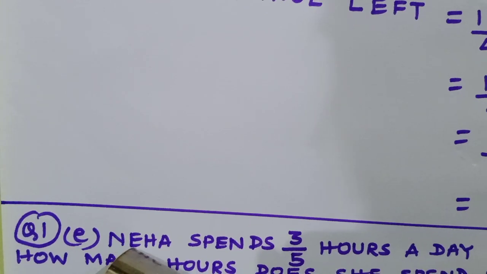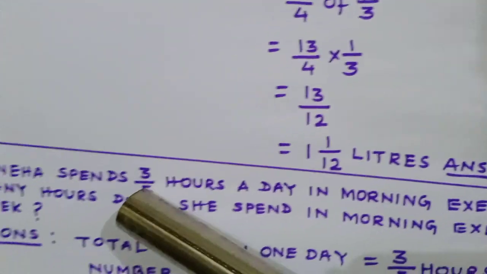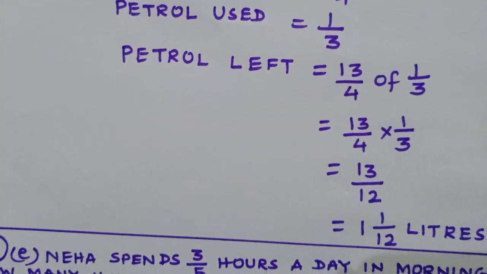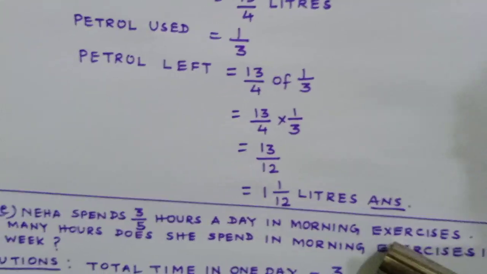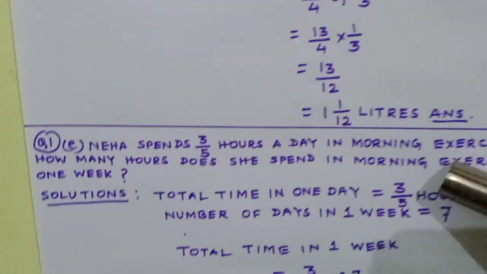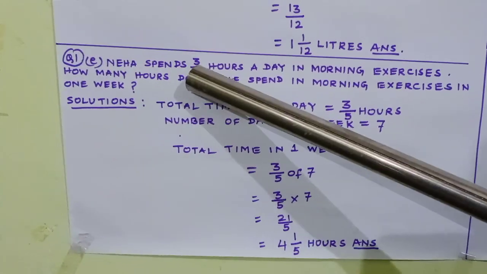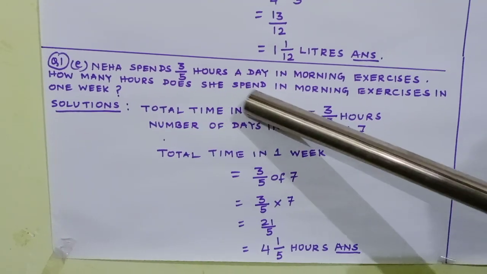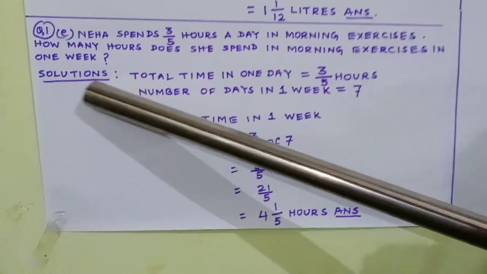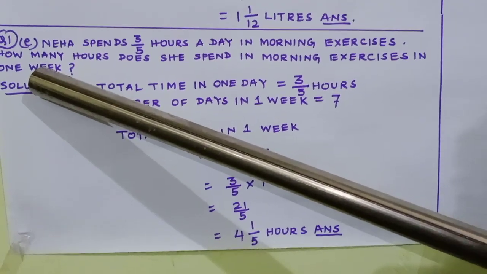E. You will write the questions nicely. Neha spends 3 by 5 hours a day in morning exercise. Just see, Neha is very good girl. She does exercise, yoga like you. See how much time she spends in it? 3 by 5 hours. How many hours does she spend in morning exercises in 1 week? We will have to calculate in 1 week how many hours she spends.